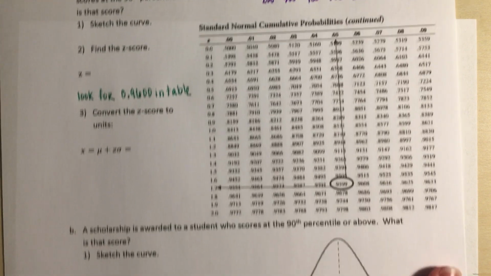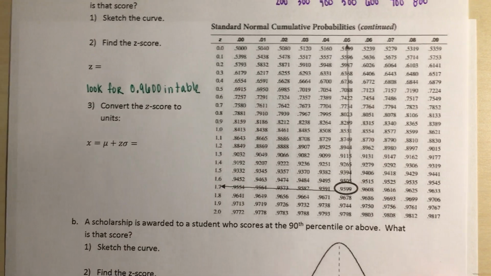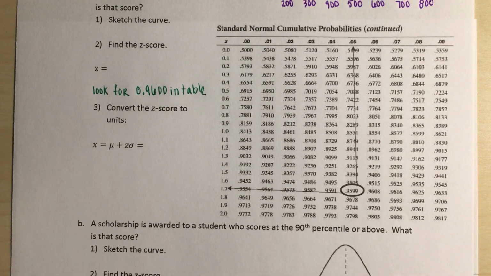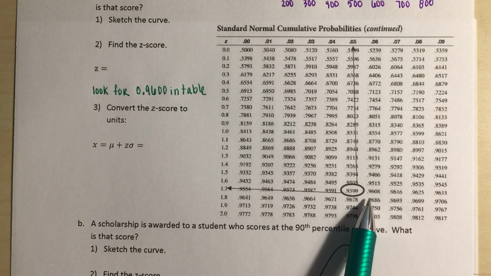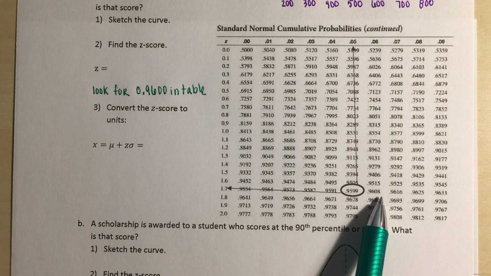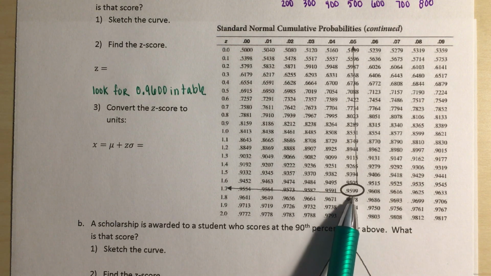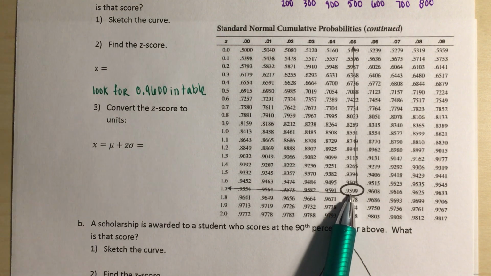Now looking in our table, on the negative side of the table you're going to see percents that are less than 50%, and on the positive side we're going to see percents that are more than 50%. This is the positive side of our standard normal probability table. What I have circled here is 0.9599. That's as close as we can get to 96%, because 0.9608 is a little bit further away. So this is the value that we're going to use.